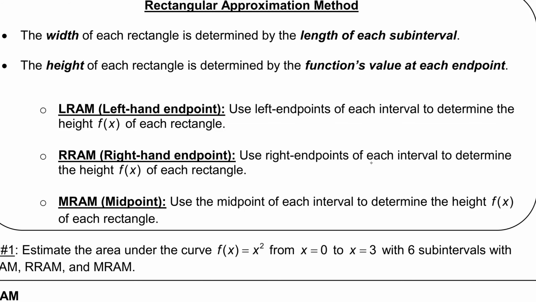So, rectangular approximation method. The width of each rectangle is determined by the length of each subinterval. Take 2 hours and break it up into 5-minute chunks. The width there would be 5 minutes. Versus if I break my 2 hours into 1 second chunks, the width is 1 second. And the height is the function's value at each endpoint. So, LRAM, left-hand endpoints. It's the left-hand rectangular approximation method, because we're approximating the area.